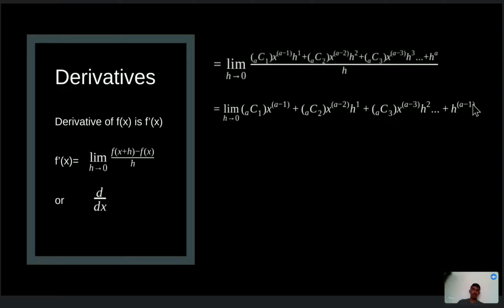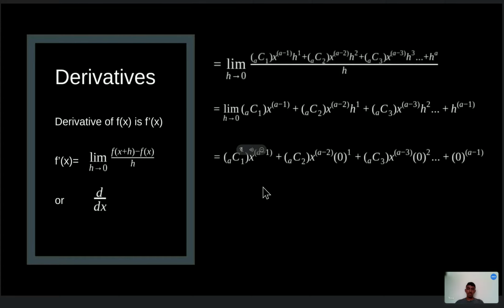Now we can evaluate the limit. What we can do is just substitute h equals 0, because now we're not actually going to have a division by 0 error. And that gives us everything. Just substitute h, and now you notice that a lot of these are going to start being multiplied by 0, and 0 times something is always 0. You notice that there's still one term that is not affected by this, and that is the first term: a choose 1 times x to the power of a minus 1.